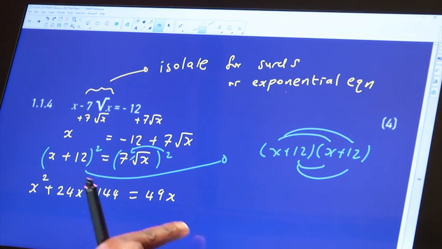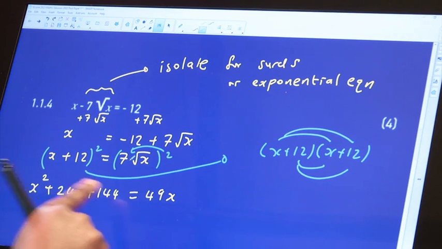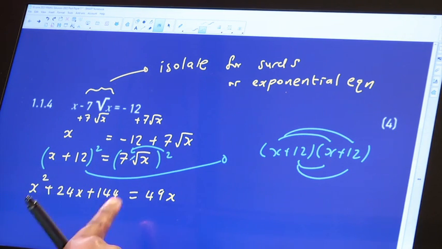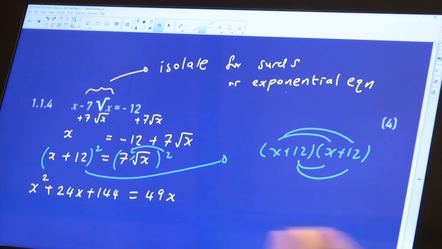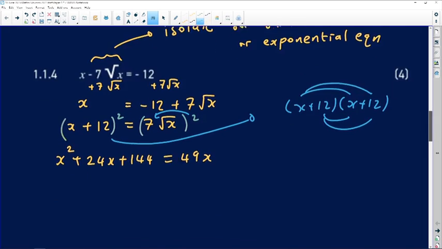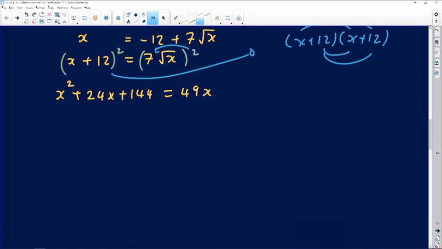Okay, cool. Now, I'm going to make sure that all these terms are on the left-hand side. So I'm going to subtract 49 on both sides of the equation so that I'm just left with 0 on the right-hand side, and then proceed to factorize and see how far I'm going to be able to get with this awesome question. When we subtract 49 on both sides, you will have 24 minus 49, which gives us whatever the x term has to be, and it obviously has to be negative 25. So I'm going to have negative 25x, plus 144, and the answer should be 0.